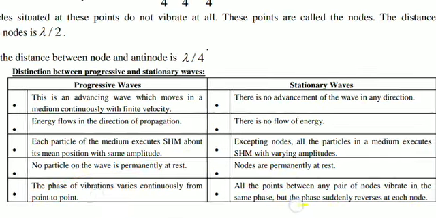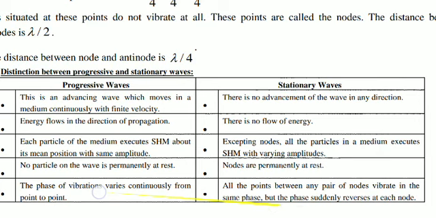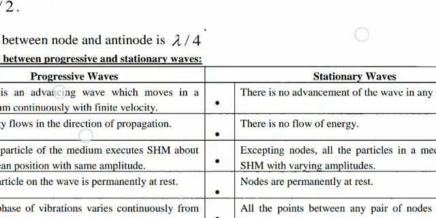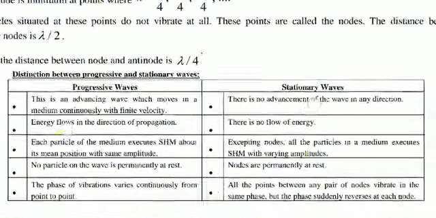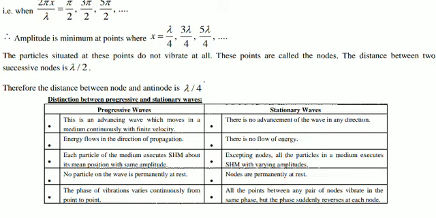However, in case of stationary waves, all the points between any pair of nodes, if you see the diagram of the stationary wave, all the particles between two nodes will be at the same phase. But after another node, the phase of the particles will be changing; the phase of the particles will be reversing actually. So this is the basic difference between a progressive wave and a stationary wave.